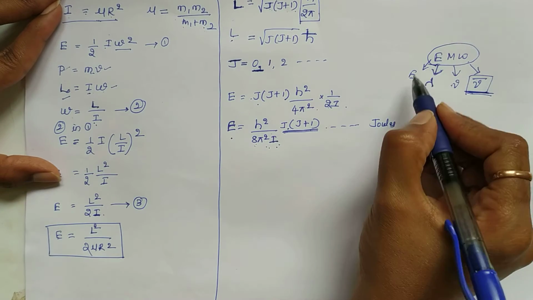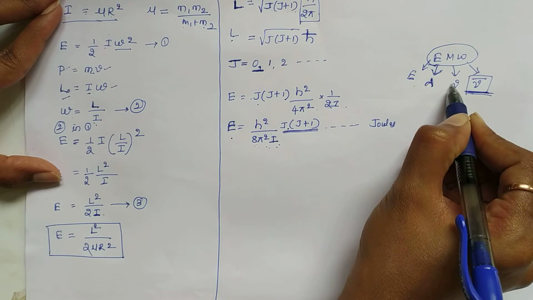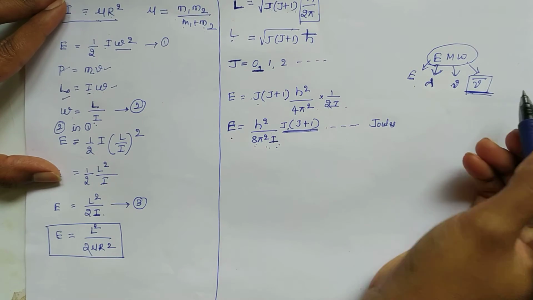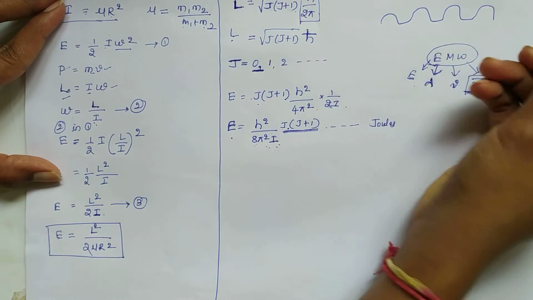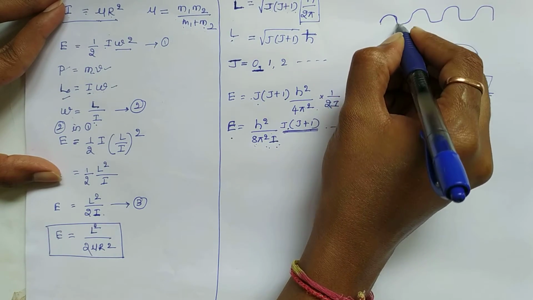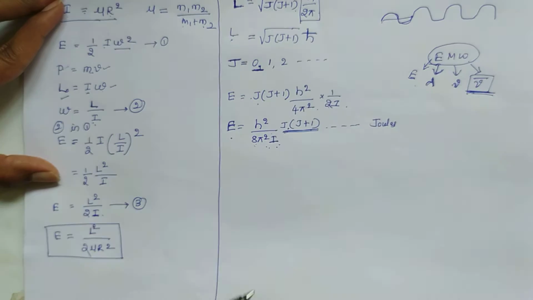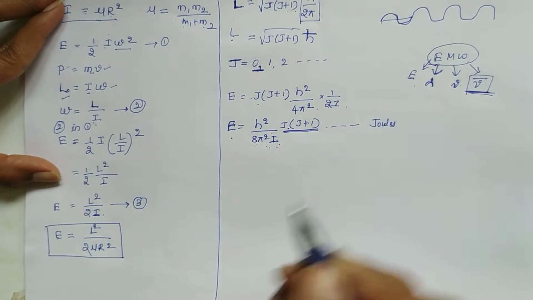I think you know what wavelength and frequency are, but what is wave number? Here is the wave. If you consider this crest and trough, this is treated as one cycle. This is one wave.